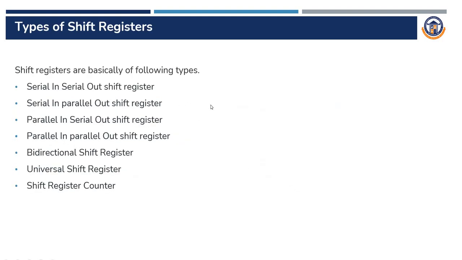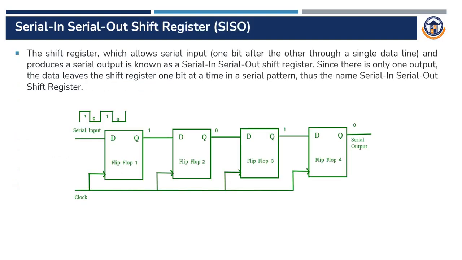There are different types of shift registers. Basically, serial in serial out, serial in parallel out, parallel in serial out, and parallel in parallel out shift registers. Apart from that, we have bidirectional shift registers, universal shift registers, and similarly shift register counters. In this session, we are going to see serial in serial out, serial in parallel out, parallel in serial out, and parallel in parallel out shift registers.